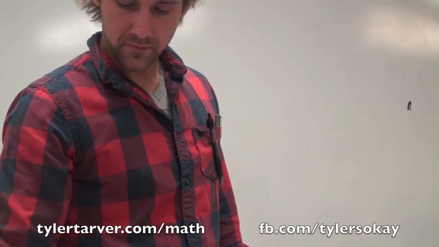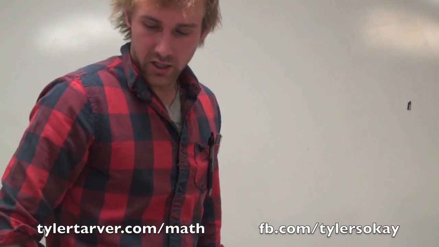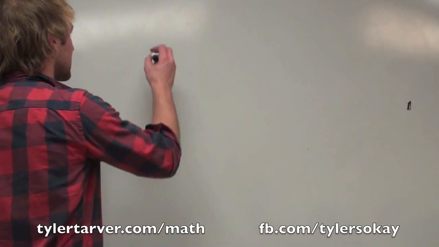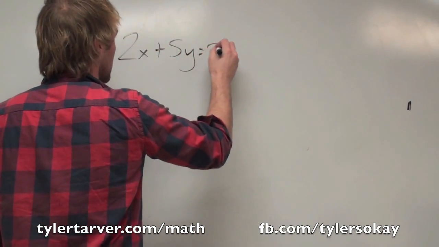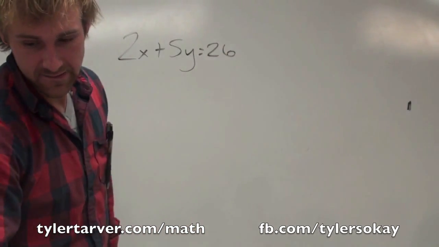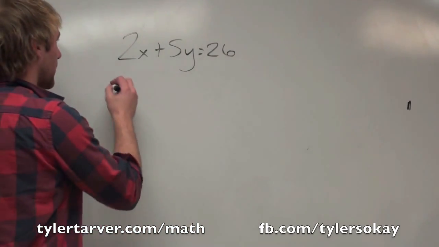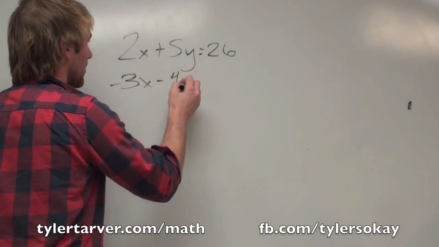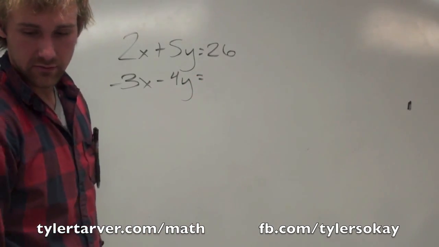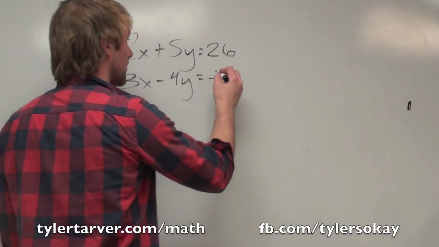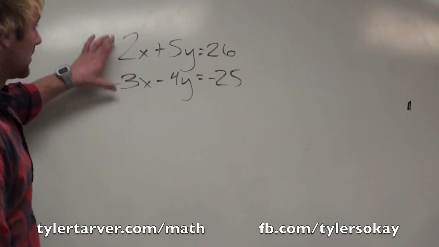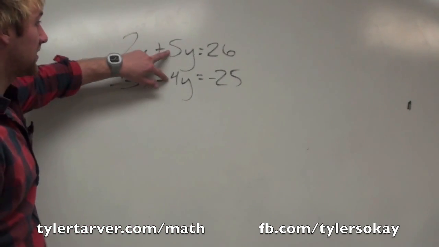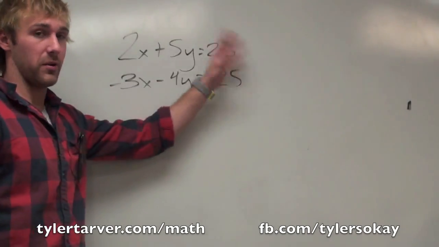All right, let's do one more. 2x plus 5y equals 26, and then negative 3x minus 4y equals negative 25. Okay, now, does this cancel these out? No. Do these cancel these out? No.